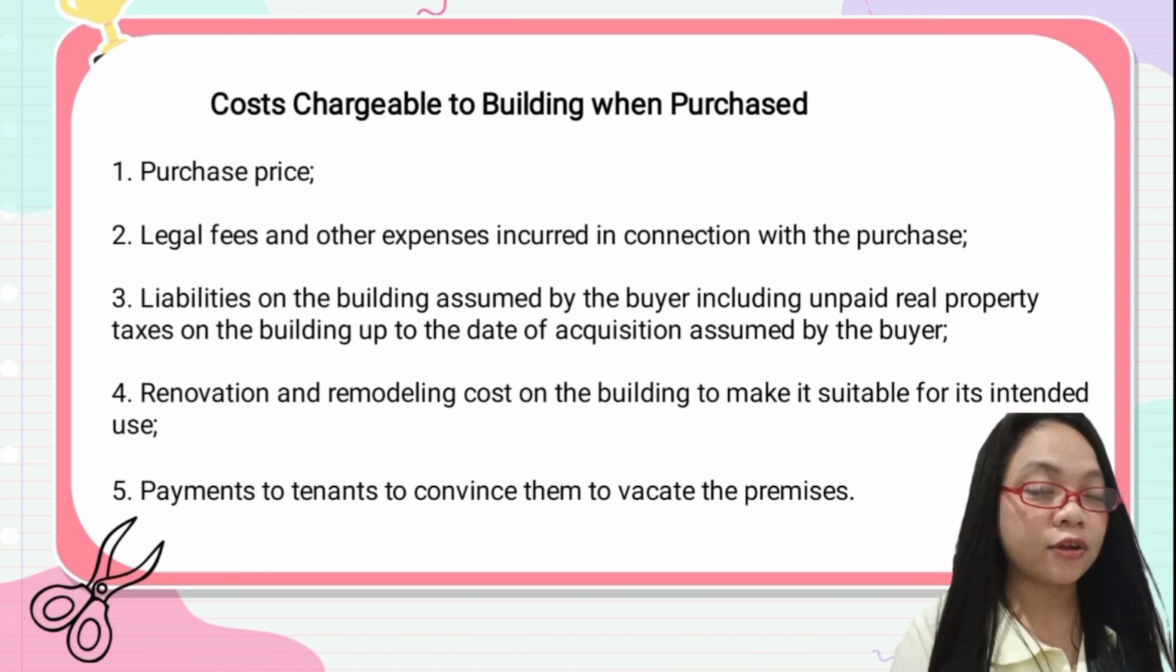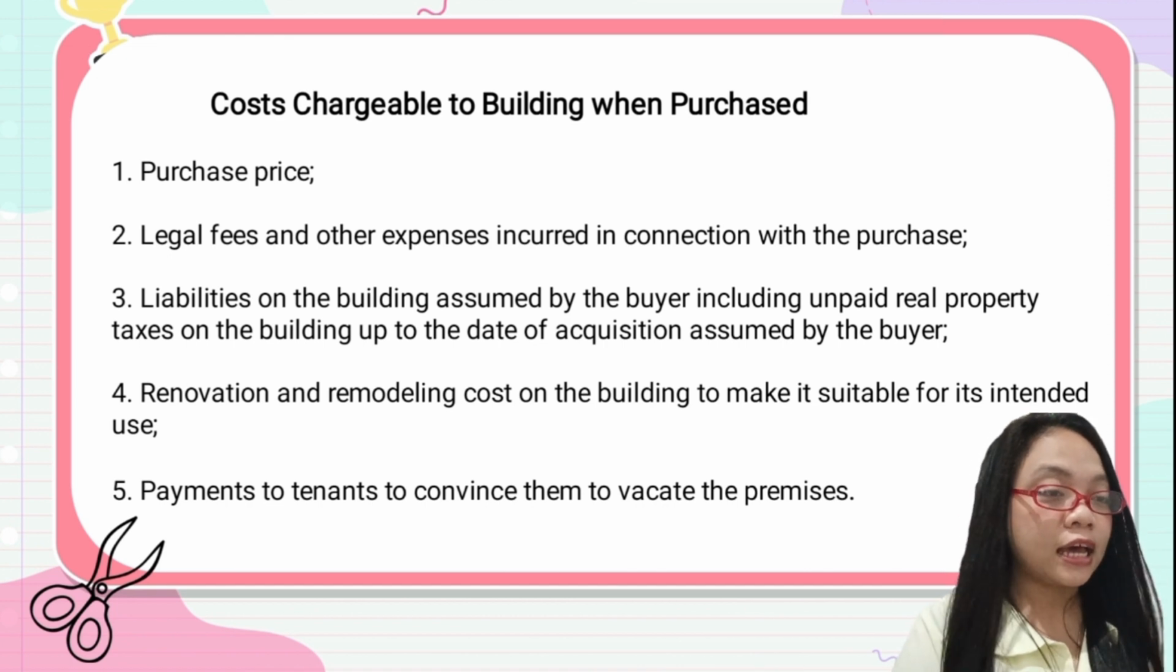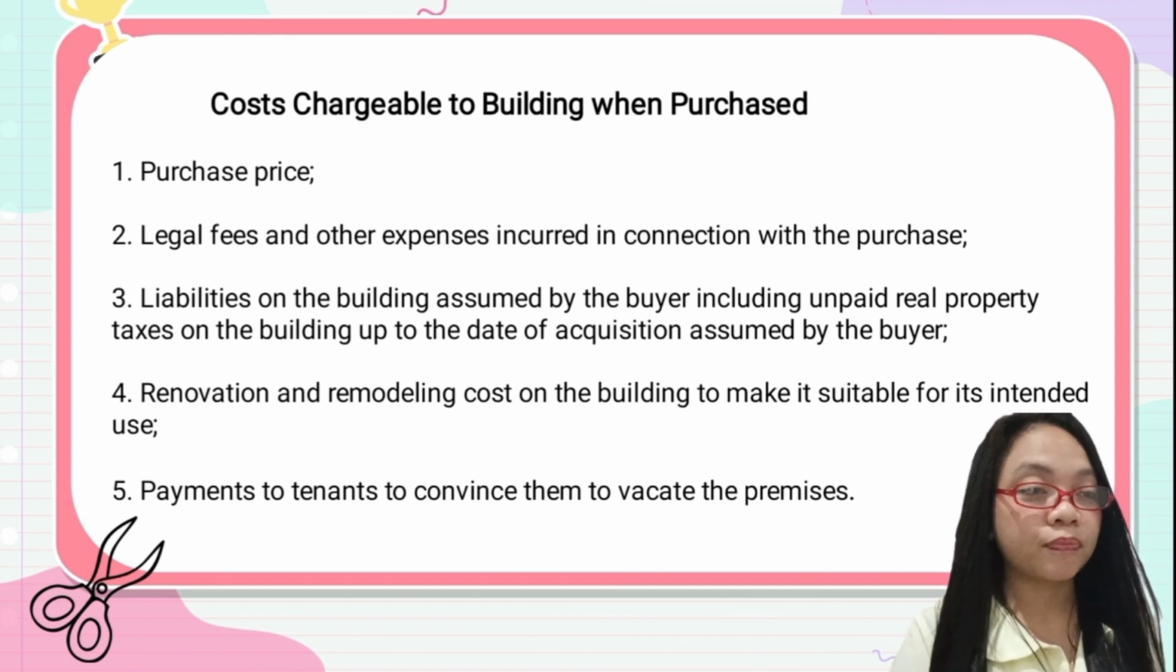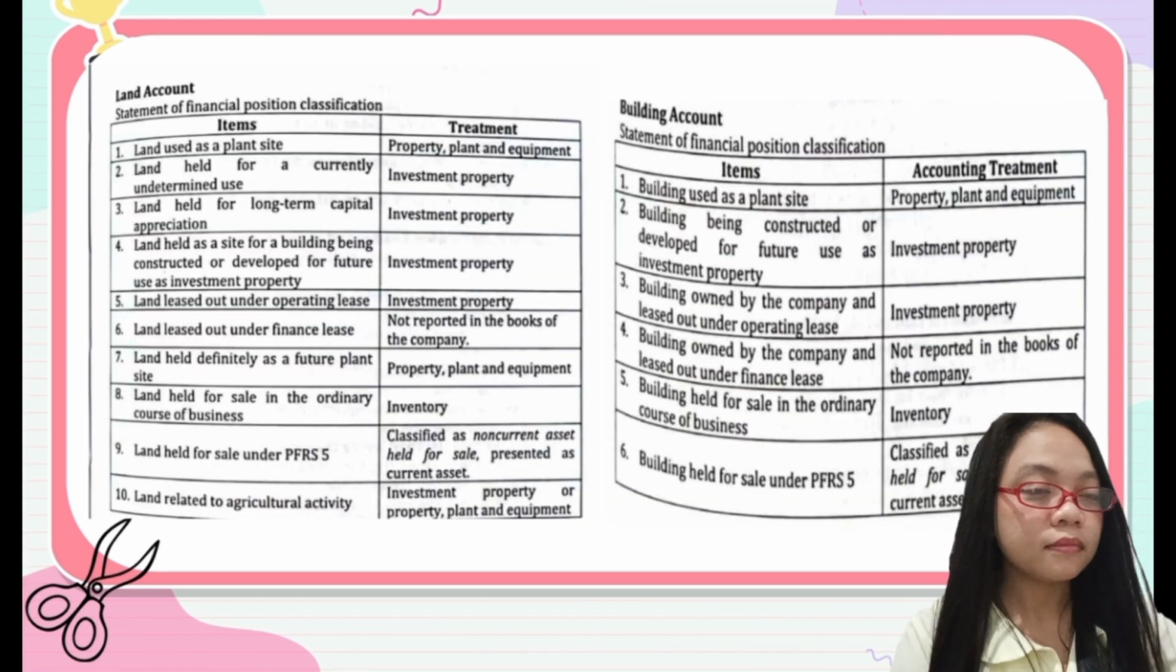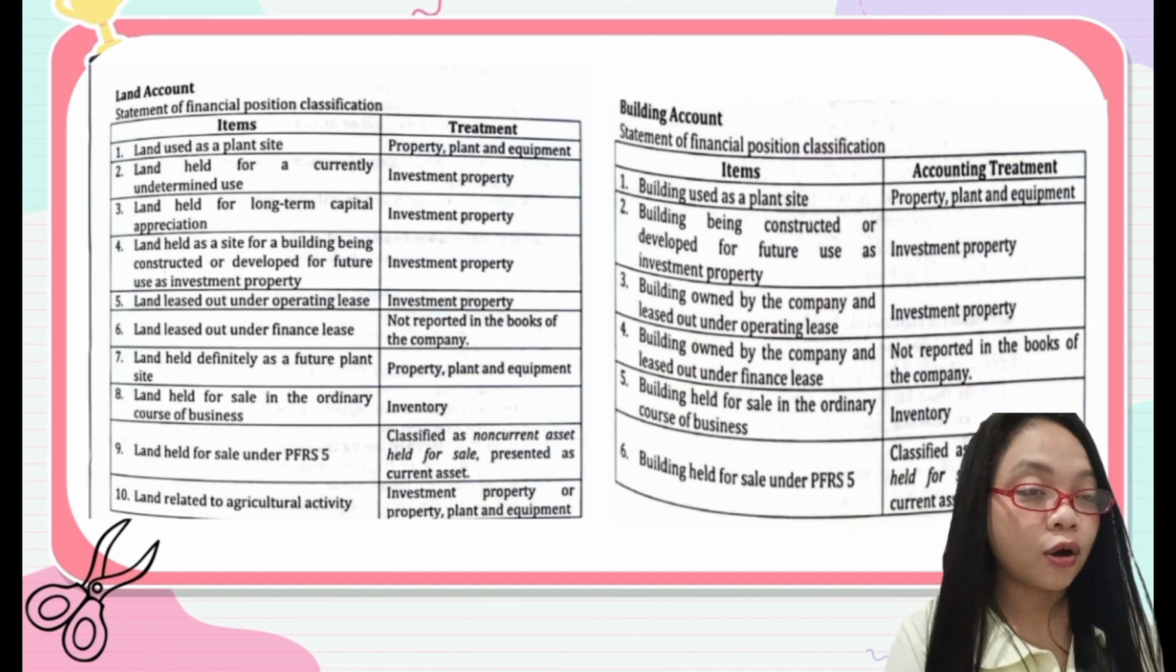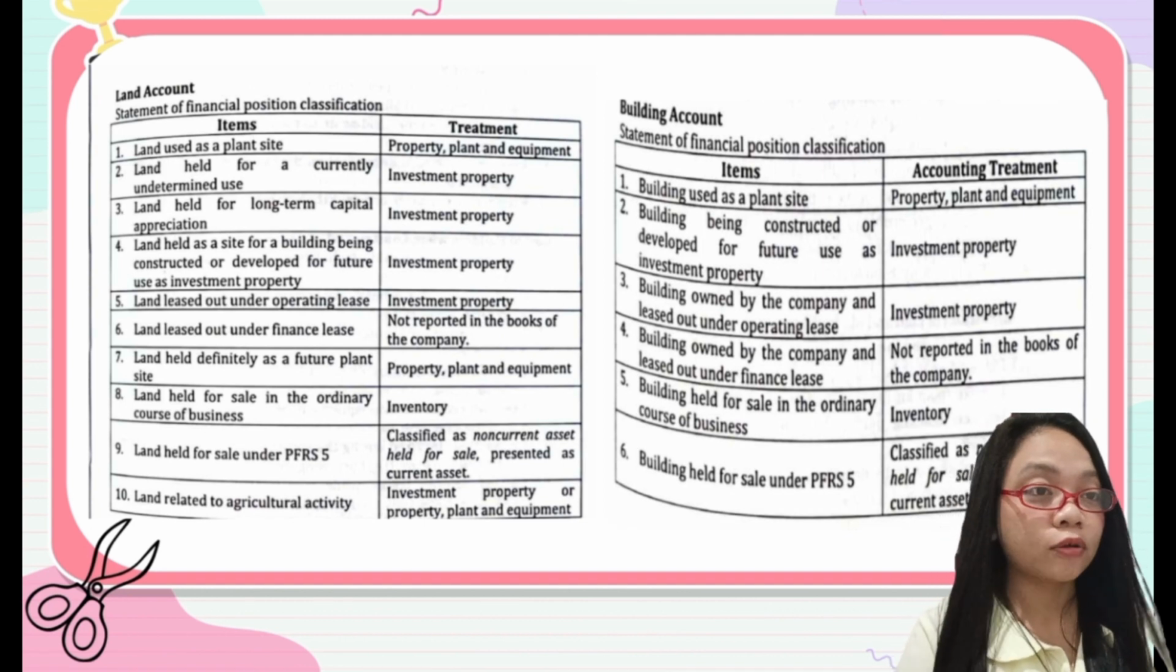So, they are kind of self-explanatory and naproduce similarity sa costs that are chargeable to land. Kalahian lang is this is chargeable to building when purchased. Naa pod the illustration of the land account and building account, ilang classification in the statement of financial position. And you can just read through it for familiarity.